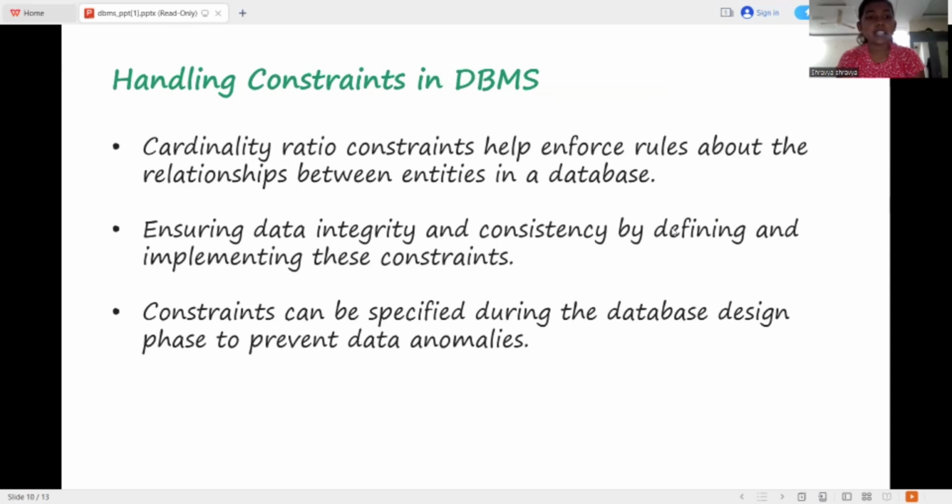And we have handling constraints in DBMS. Cardinality ratio constraints help enforce rules about the relationships between entities in a database. This ensures data integrity and consistency by defining and implementing these constraints. These constraints can be specified during the database design phase to prevent data anomalies.